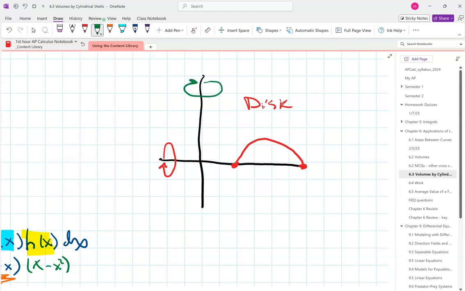If I rotate it about a vertical axis, now there's going to be a hole through the middle, or even if it's a vertical axis like this, it's going to have an indent in it. It's going to be concave, right? So it's either going to be a washer or a shell. The way that I would differentiate it is if the inner and outer radius is the same function, that's a shell problem. If it's not, it's a washer problem. Does that feel okay to you guys?